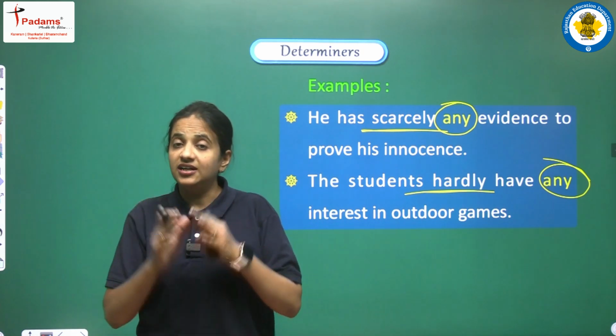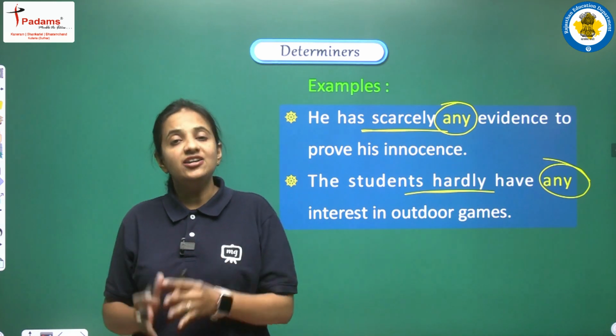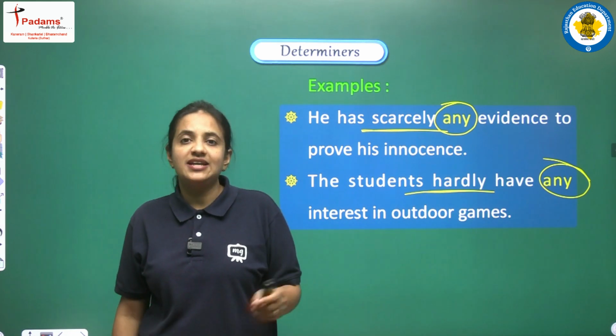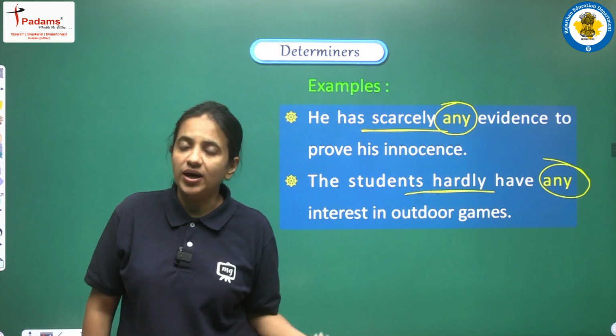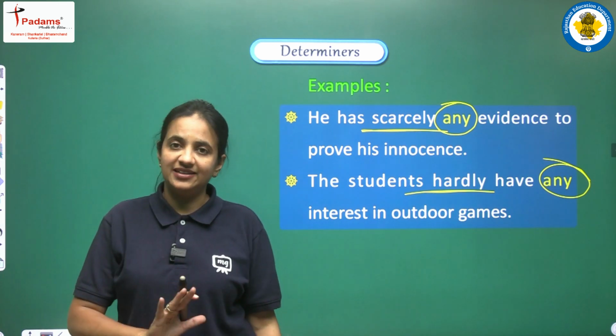Okay, so just learn all these words, and all these words are known as negative words. And if in the sentence we have any of these words, then also the sentence will be a negative one, and then according to the rule we have to use any in the sentence.